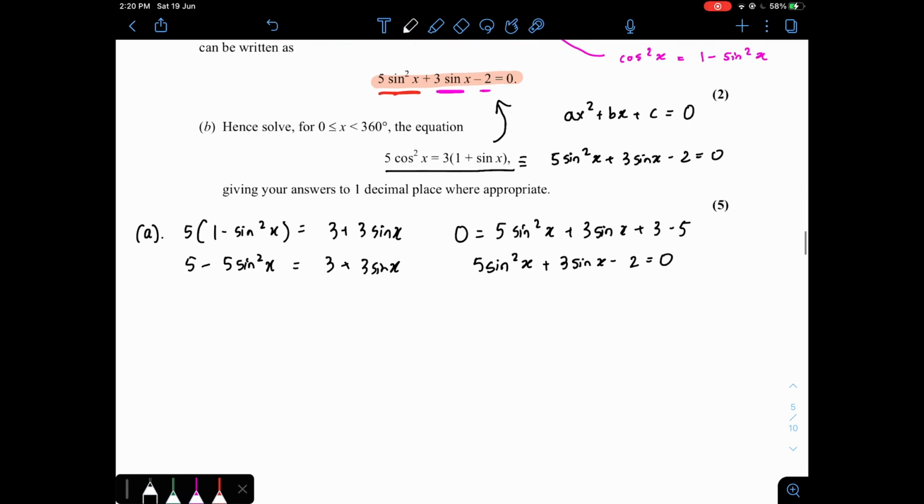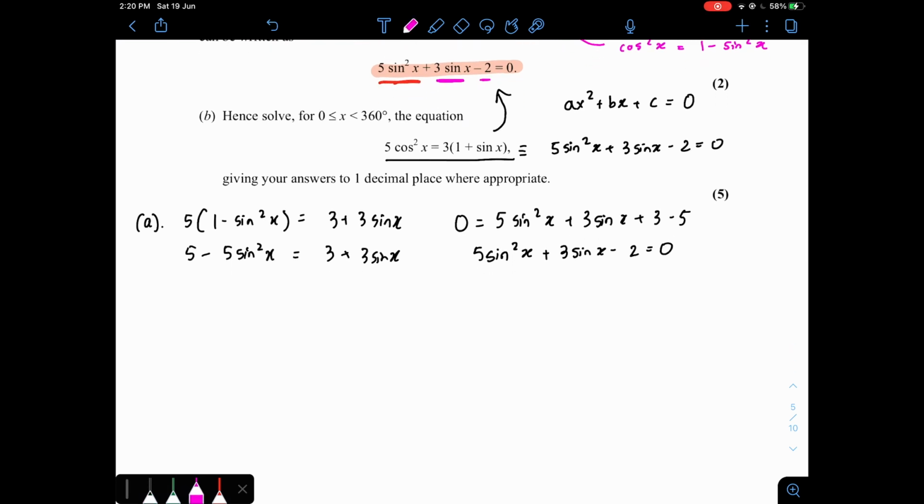Okay, so we can write sine x, let's say, equals y, right? So in this case, when you substitute here, so this would be y squared, this would be y, 3y, this would be 5y squared plus 3y minus 2 equals 0. So that case would be 5y squared plus 3y minus 2 equals 0.